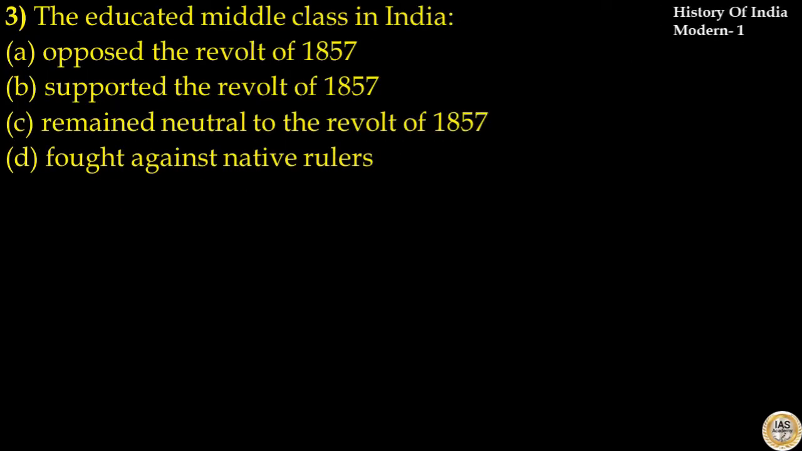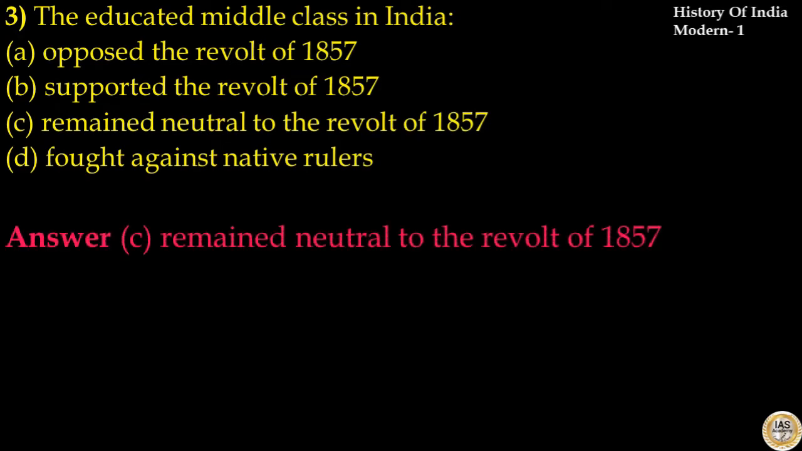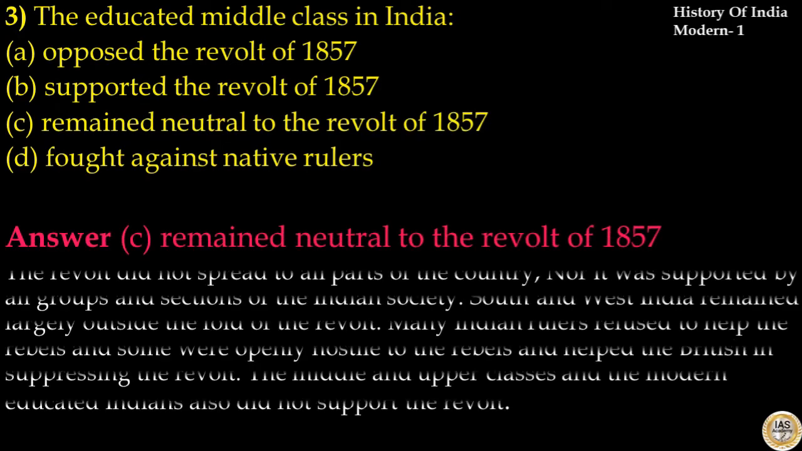Question number 3. The educated middle class in India. Option A opposed the revolt of 1857. Option B supported the revolt of 1857. Option C remained neutral to the revolt of 1857. Option D fought against native rulers. The answer to this question is option C remained neutral to the revolt of 1857.